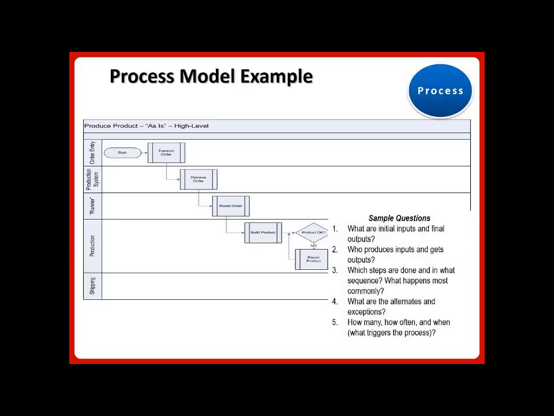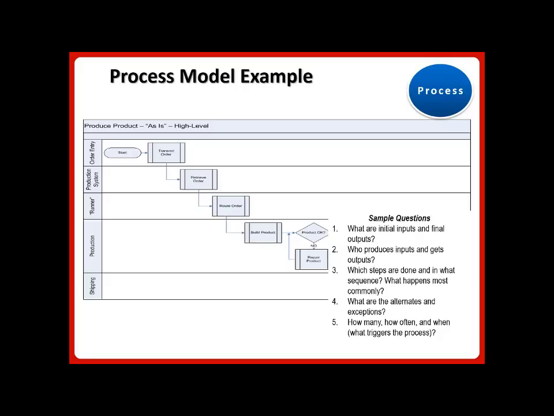I'll ask him, John, before you get going, what do you have to have in your hot little hands, electronically, a piece of paper, whatever? What do you need before you can get going? That's your initial input. When we're all done, what is it that you produce? That's your final output.